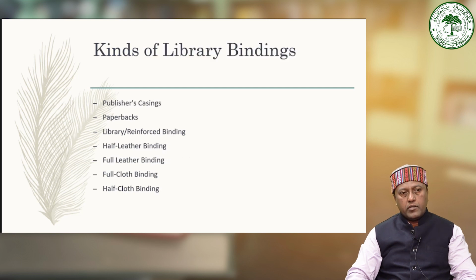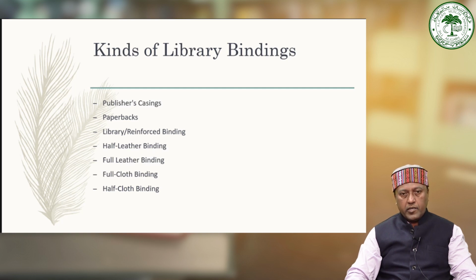Then coming to the next, that is kinds of library binding. What are the different types of binding here? You can see here it is publisher's casing, and then we have paperback, and then we have reinforced binding, and then we have half leather, full leather, full cloth and half cloth. Briefly, I'll discuss this.